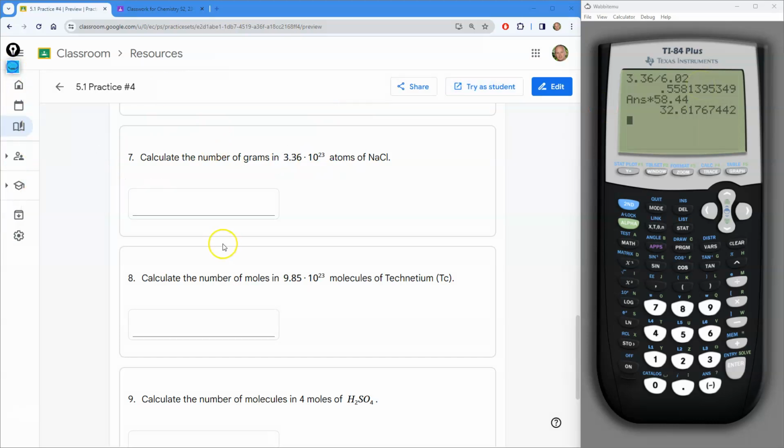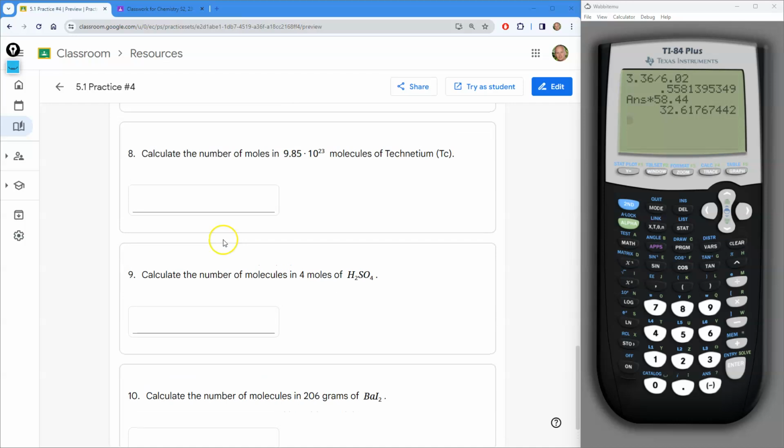All right, moving down to number 8. Calculate the number of moles in 9.85 times 10 to the 23rd molecules of technetium. Okay, so 9.85 times 10 to the 23rd. These are molecules, should be atoms. Molecules of technetium, which is Tc. Now we're just going to moles. So we only need one step here.